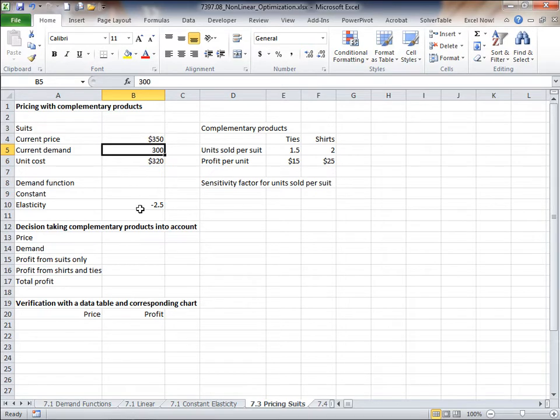So here is your elasticity of minus 2.5. Now, what does that actually mean? Well, if you remember the problem before, we said demand was equal to some constant times the price raised to the elasticity.